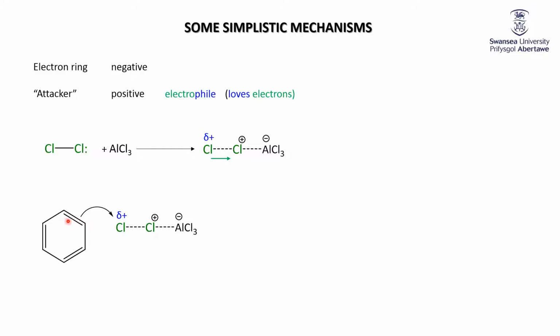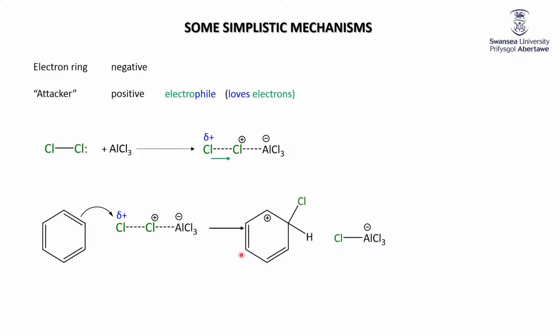Electron density goes from the benzene ring to the chlorine, making a sort of bond there. So the chlorine says, well, I'm getting electron density from the benzene ring. I'm getting a bond here, so there it is, making the bond between the carbon of the benzene ring and this chlorine. And you've got this AlCl3 with an extra chlorine anion floating around the place.